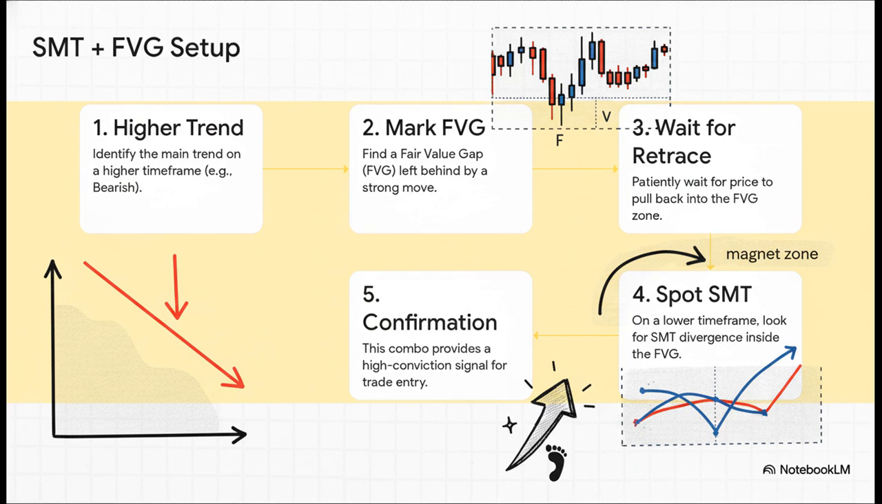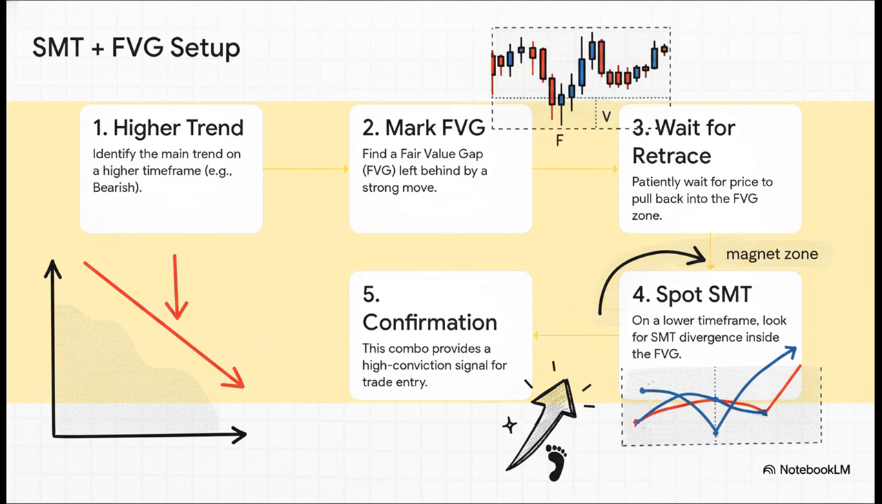Here's how you put it all together. First, you figure out the main trend on a higher time frame. Let's say it's bearish. Second, you find a fair value gap that was left behind during a big move down. Third, you just wait. You patiently wait for the price to get pulled back up into that FVG magnet zone.